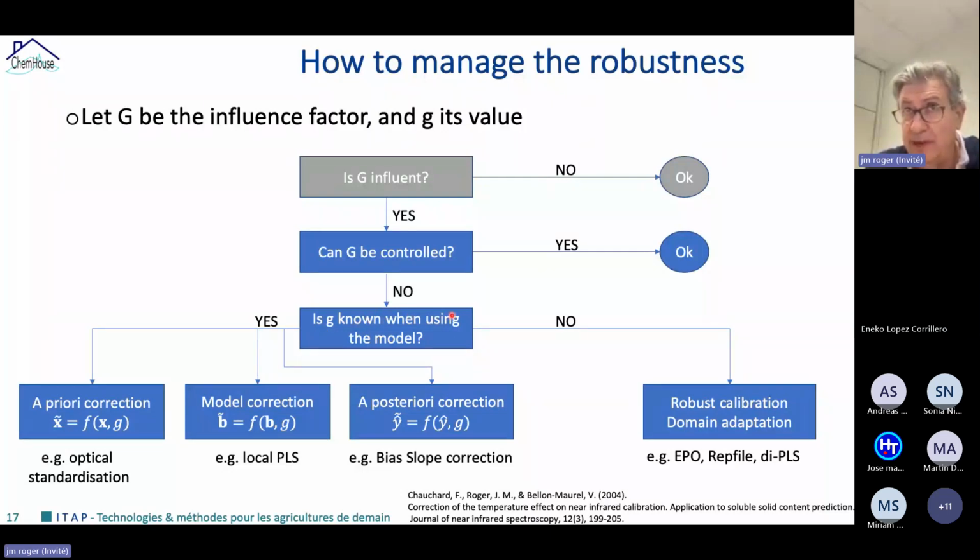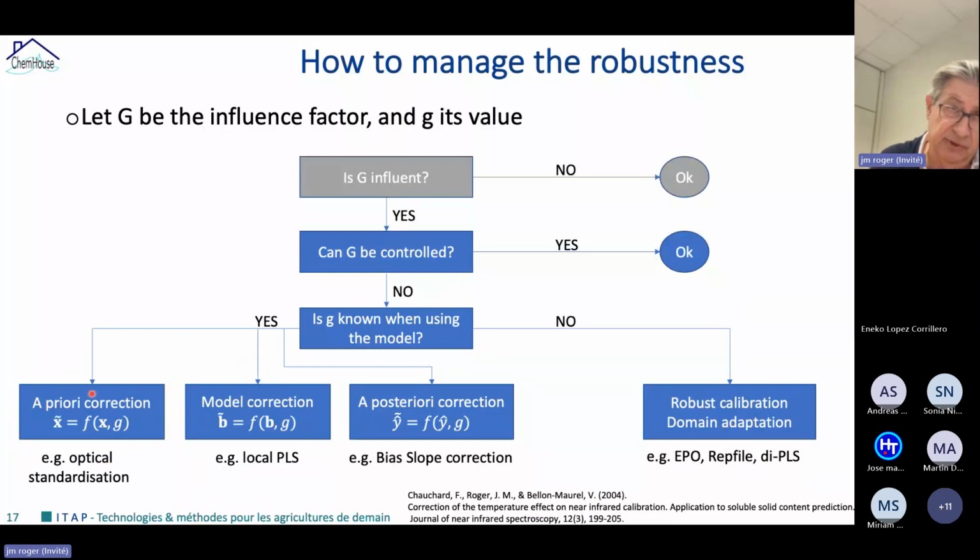Do you know this value when you use the model in the target domain? That means, for example, if the problem is the temperature of the spectrometer, are you able to measure this temperature? Do you have the value of this temperature? If you have it, you can use it in order to correct directly the prediction. And you can correct the prediction in 3 ways.